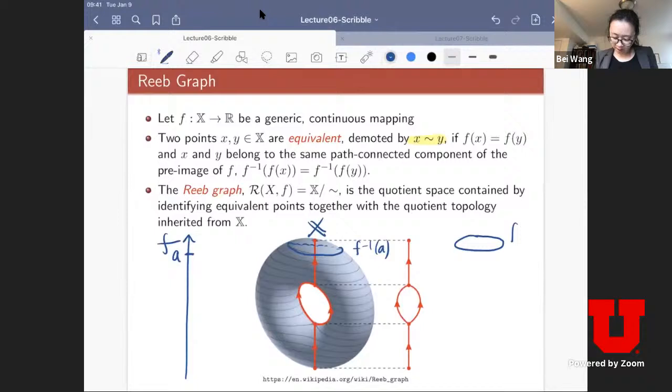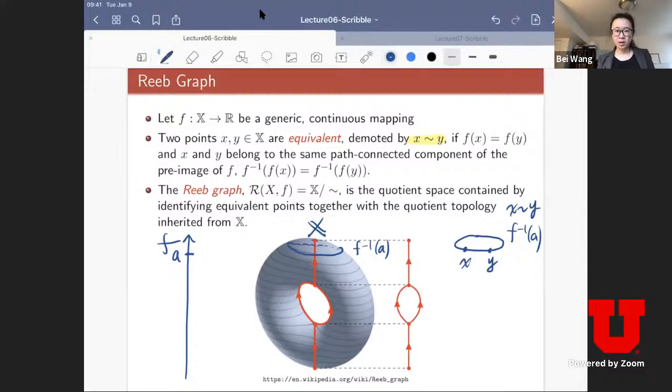This is F inverse of A, right? It's basically a loop on the surface of my torus at this height. And we say that there are two points on it. Any two points on this are considered equivalent. Why? Number one, they have the same height value. Two, they belong to the same path-connected component, right? When I say path-connected component, that means there's a path that connects those, going from one point to another. They are reachable from one another, okay? So that is an equivalence relation.